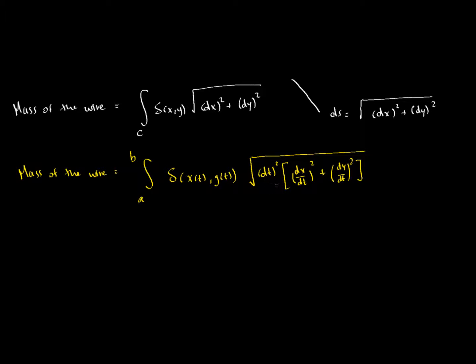Now I'm going to take this dt squared out of the square root, so it's equal to the integral from a to b, density times the square root of dx/dt squared plus dy/dt squared. And if you take the dt squared out of the square root, you're going to get dt. And at this point, it's much easier to integrate and find the mass of the wire.